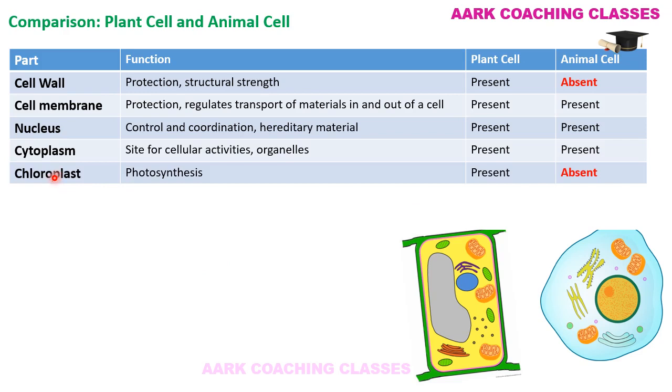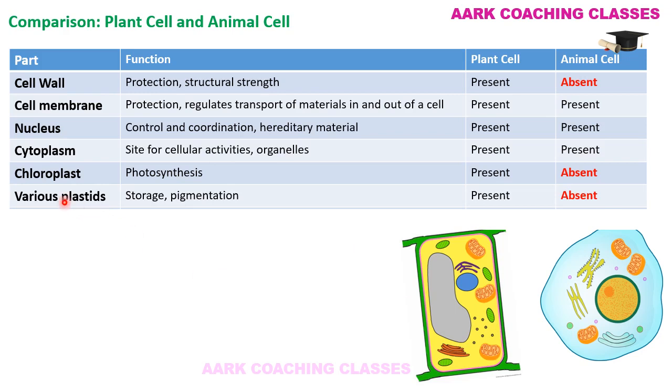Now, next one is what? Chloroplast. These green colored organelles. Chloroplasts are essential for photosynthesis. Their main function is photosynthesis. They are present in plant cells and absent in animal cells. This is one of the most distinguishing features after the cell wall. So chloroplasts are present in plant cells, absent in animal cells. Obviously, plants are autotrophic, so they make their own food by the process of photosynthesis.